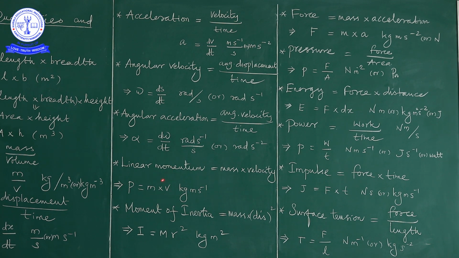What is the unit for linear momentum? Mass is in kilogram and velocity is in meter second inverse. So kilogram meter second inverse is the unit for linear momentum.